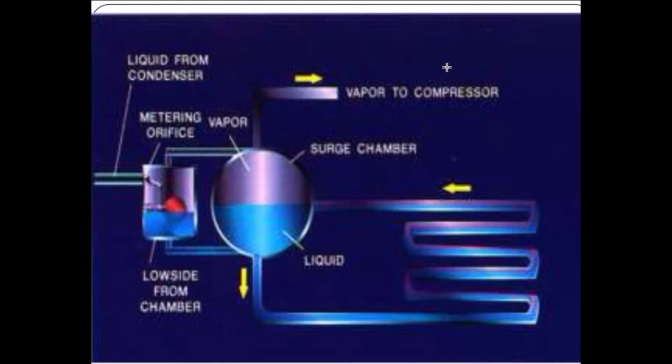And then another one is the low side float chamber system. Okay, in this type we will utilize the liquid only, while the vapor will go to the compressor, and then the liquid will be used to control the supplying of the refrigerant from the condenser.